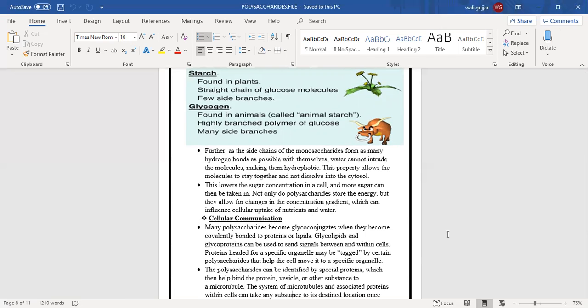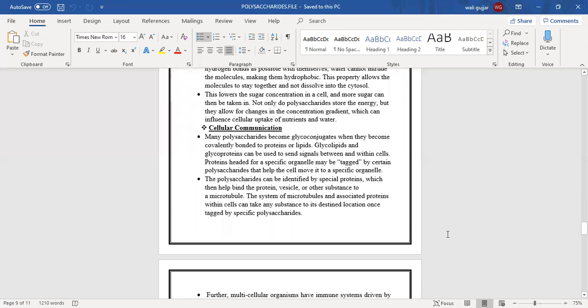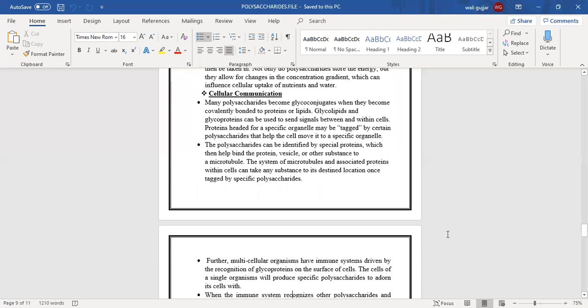Proteins headed for a specific organelle may be tagged by certain polysaccharides that help the cell move them into a specific organelle. The polysaccharides can be identified by special proteins, which then help bind the protein, vesicle, or other substance to a microtubule. The system of microtubules and associated proteins within cells can take any substance to its destined location once tagged by specific polysaccharides.